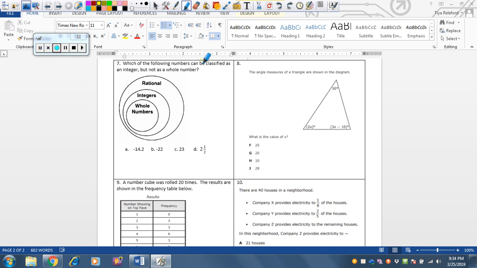Number 7, which can be classified as an integer but not as a whole number. Integers are whole numbers and negative whole numbers. No fractions, no decimals. Number 8, you have to remember that triangles equal what?